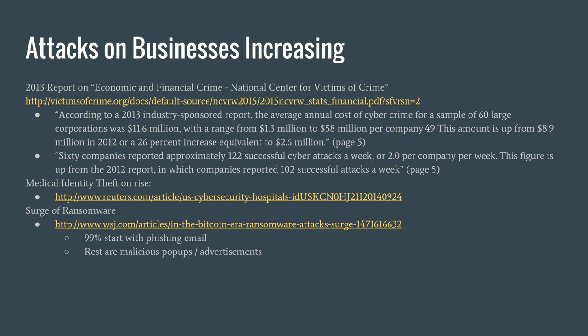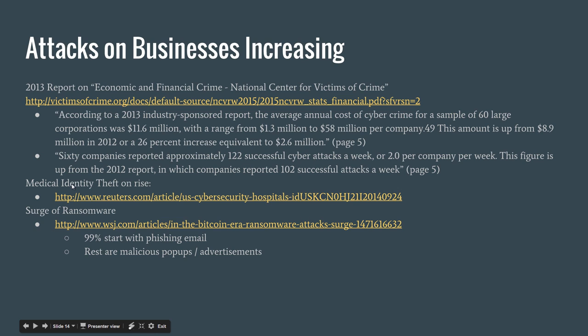Additionally, 60 companies reported approximately 122 successful cyber attacks per week, or otherwise 2 per company per week. That's 2 attacks getting into large, well-equipped organizations that spend millions on cybersecurity per week. And this figure is up from the prior year, in which companies reported only 102 successful attacks per week. These 2 statistics and points are from a 2013 report titled Economic and Financial Crime, produced by the National Center for Victims of Crime. And it can be found at this URL. These stats are on page 5.